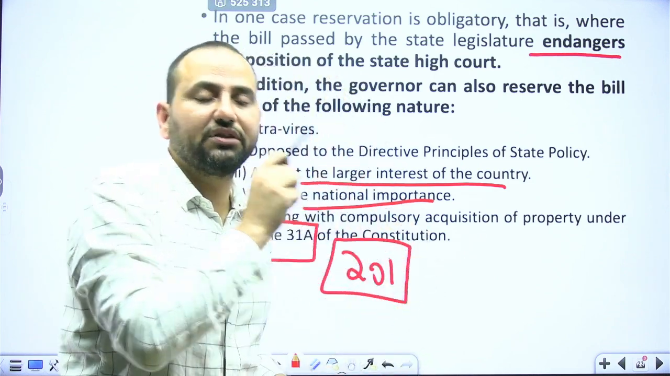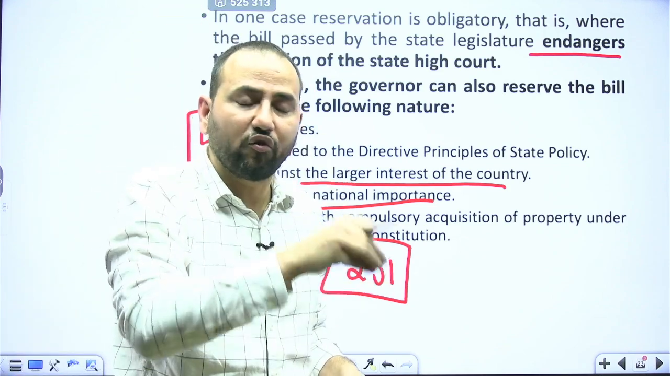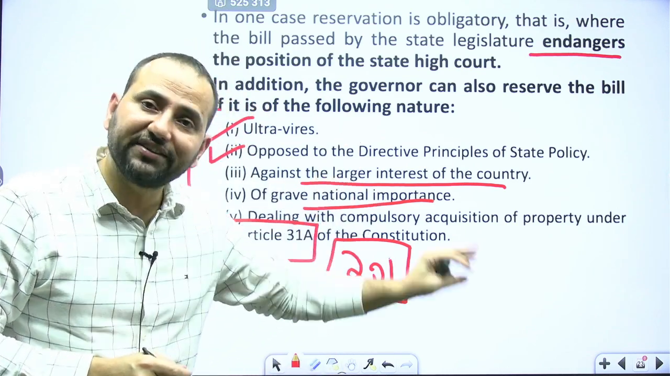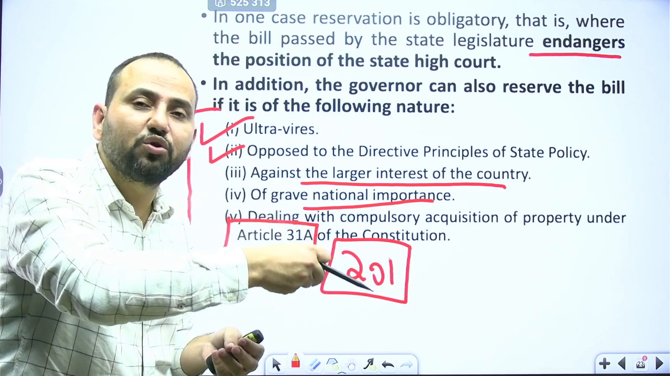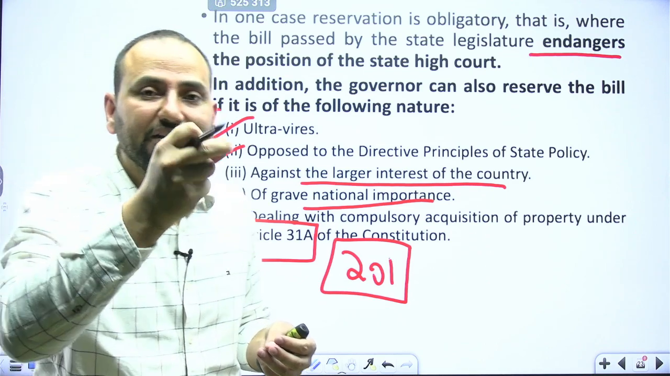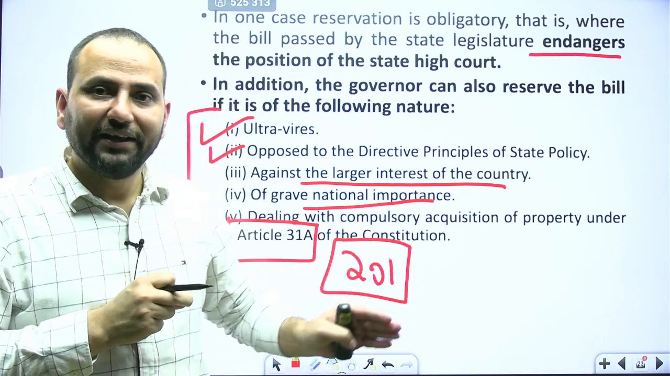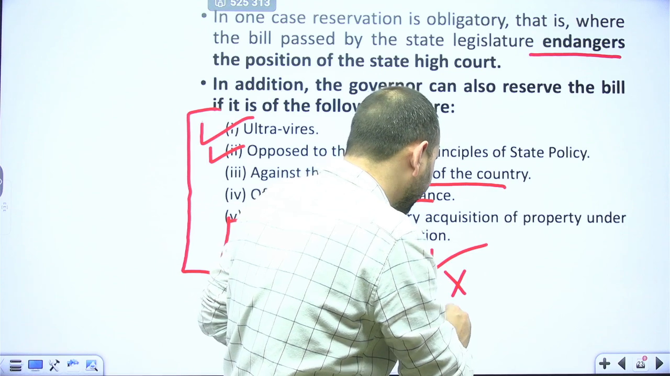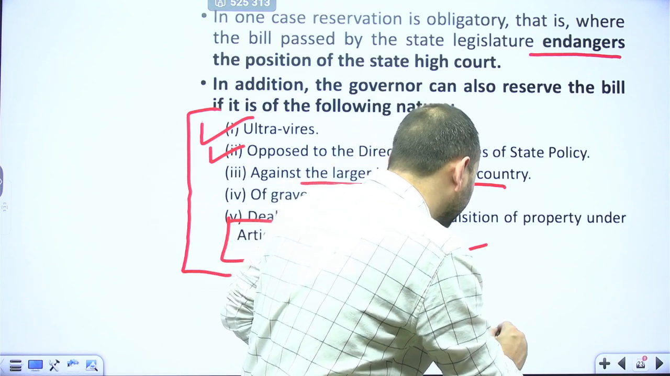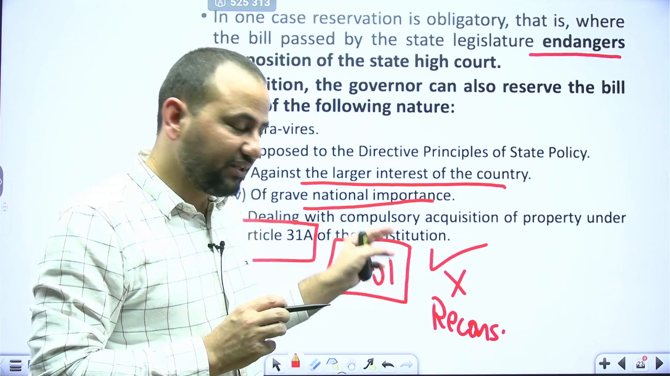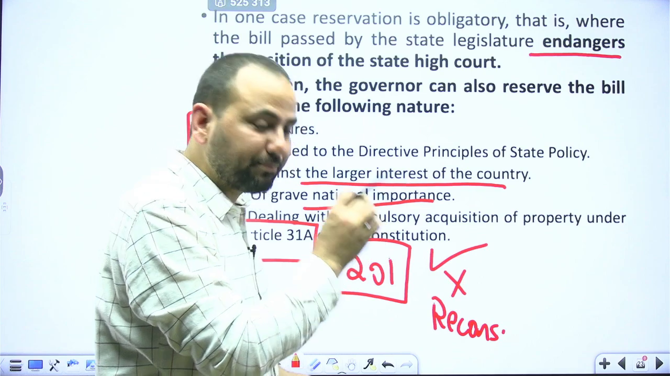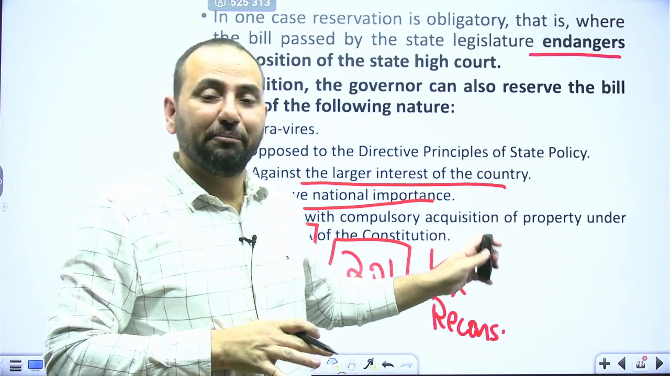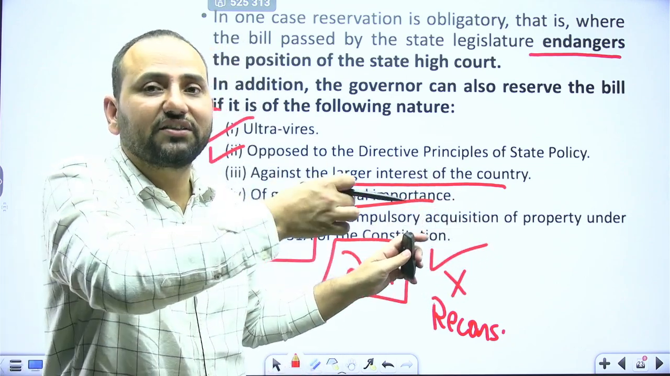Article 200 specifies what the governor will do. On the other hand, Article 201 specifies what the president will do with reference to the bills reserved by the governor. Here it is specified that the president can give assent, withhold the assent, or send it for reconsideration. There are three options in the hands of the president. Obviously, not in the case of a money bill. There are different provisions for money bills, which we will see separately in the money bill section, because there are various limitations there.